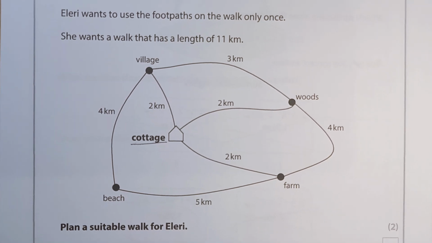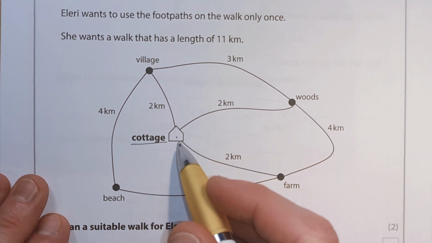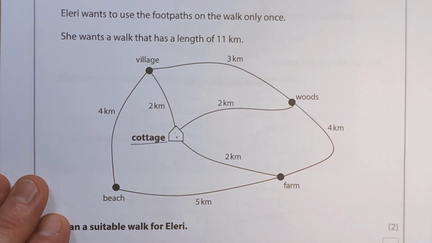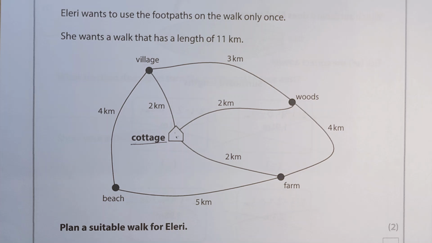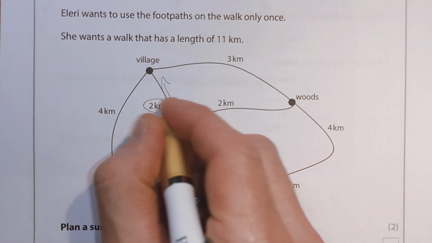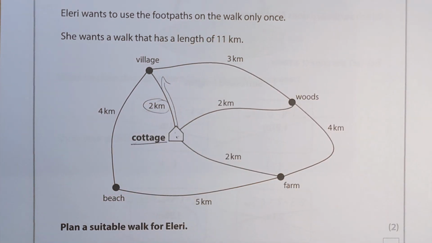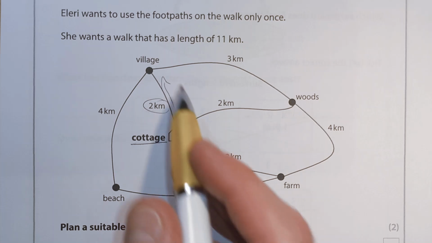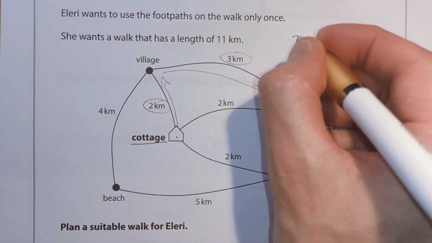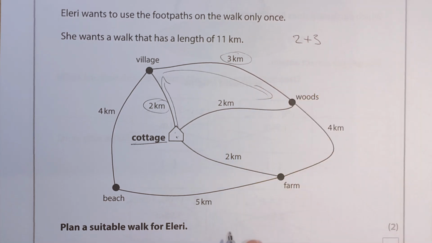Okay, so we've got to start at the cottage. We need to find a route starting and ending here that adds up to 11 kilometres. So this is sort of trial and error, any way you want to go. Let's go to the village first. So let's try going this way. So that would be 2 kilometres. And then, I don't know, let's go towards the woods. So 3 kilometres. So we've got 2 plus 3.